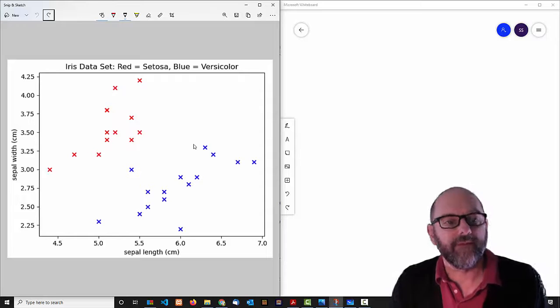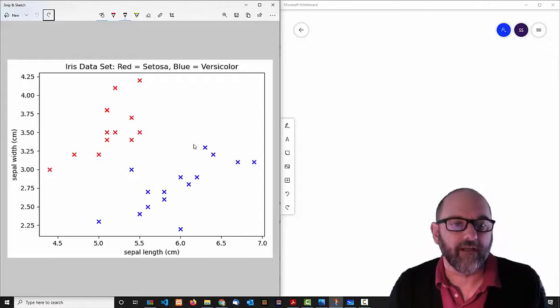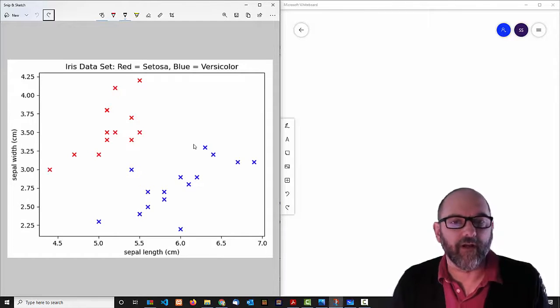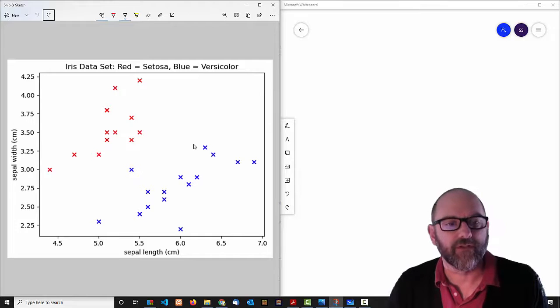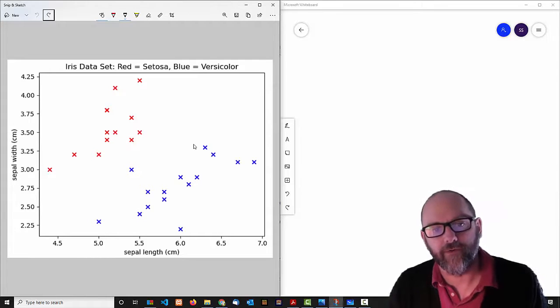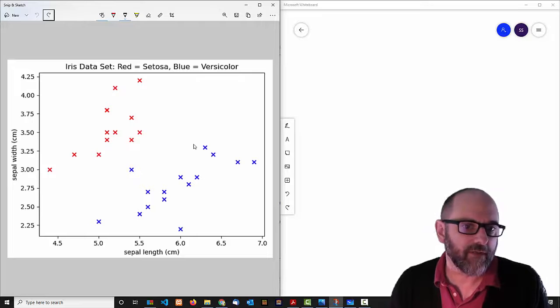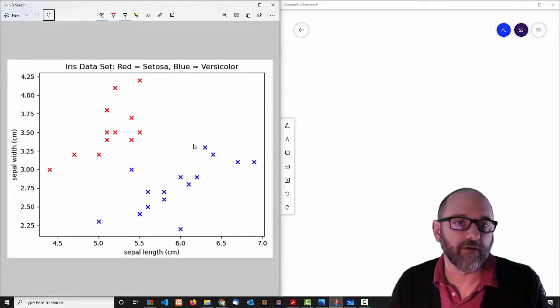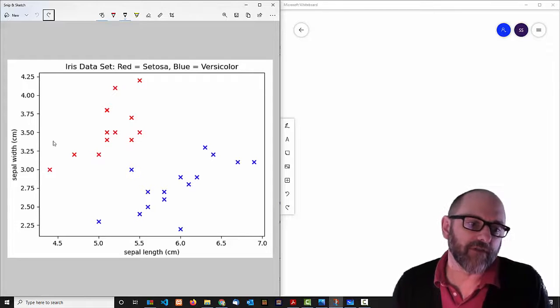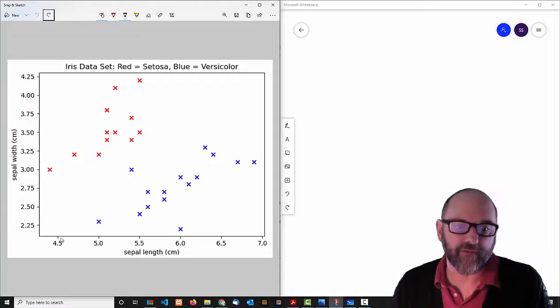This is from the famous iris data set. It's flowers that were measured, and then it was used to classify them into actually 3 categories. I'm only doing 2 categories here. Red is setosa irises, and blue is versicolor irises. That's 2 different species, I guess. And I'm only using 2 of the 4 measurements, so I've simplified the data down. We're doing sepal length and sepal width.